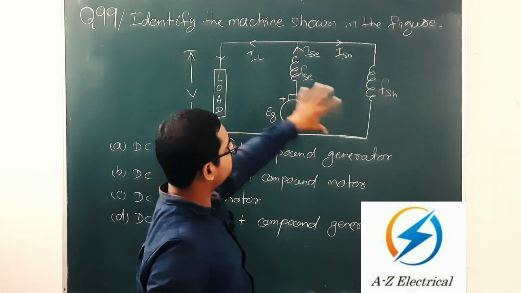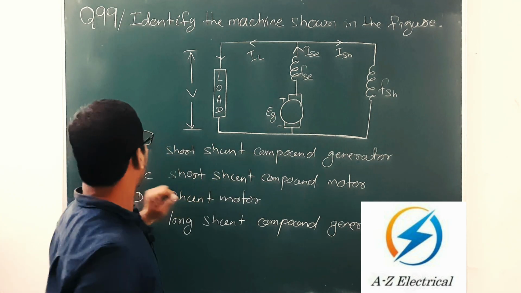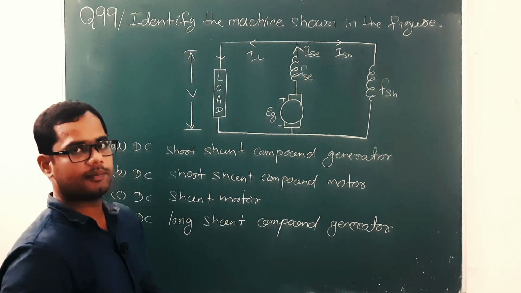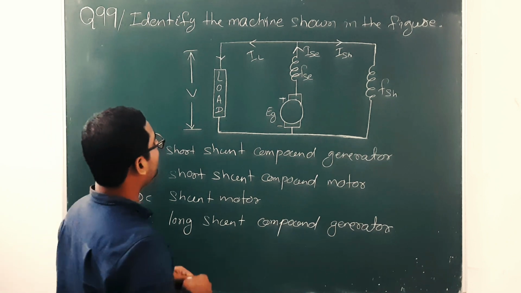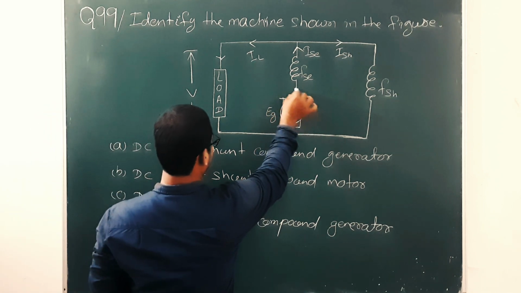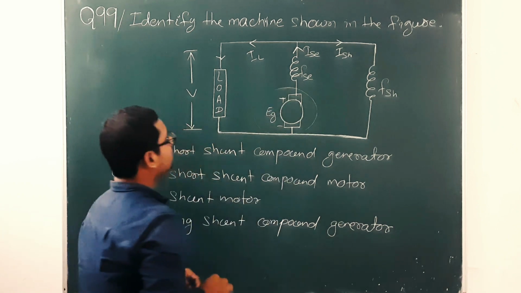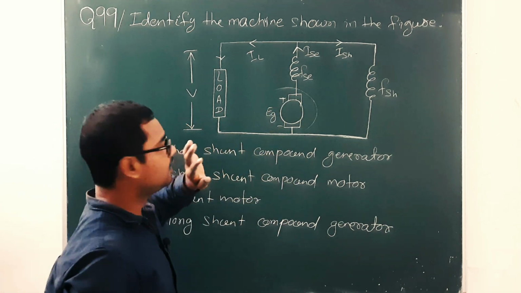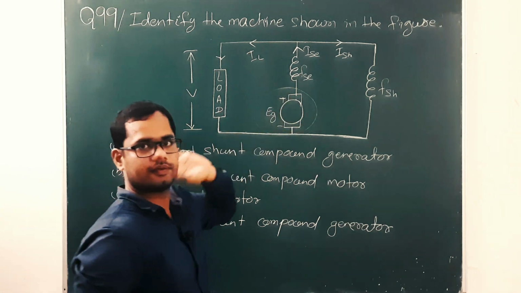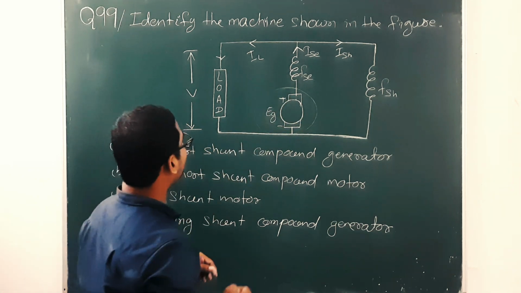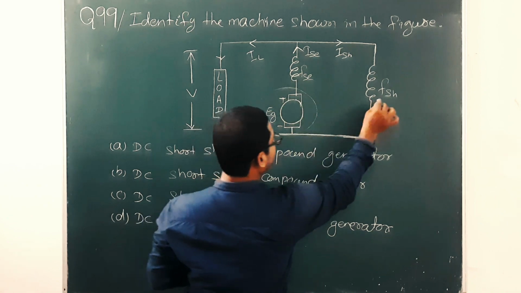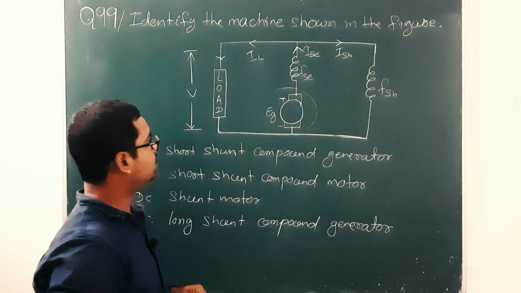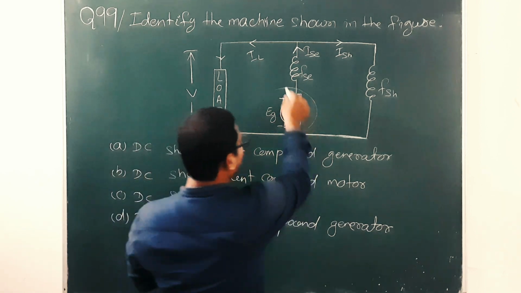armature is there, load is there, and windings are there, and these are the options. So looking at the diagram, we can understand that it is your armature and EG, the EMF generated. Okay, that means it is basically a generator. Then there are two windings. This is your field winding, and this is your field winding, and this is your armature series winding.